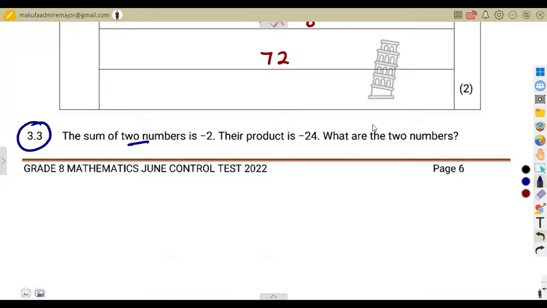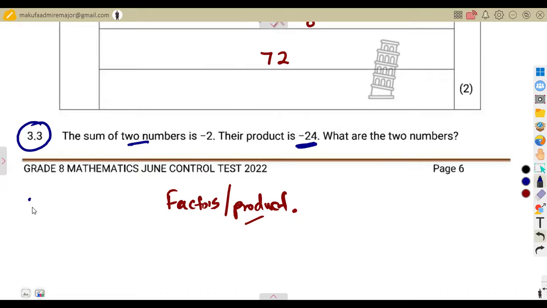So the sum of two numbers. Think of the product first. The product of two numbers is 24. You think of the factors of 24. Yes, there's a minus there, so just think of the factors of 24 first. Product, because these are factors. So think of two numbers that you multiply and they give you 24. What are the two numbers?